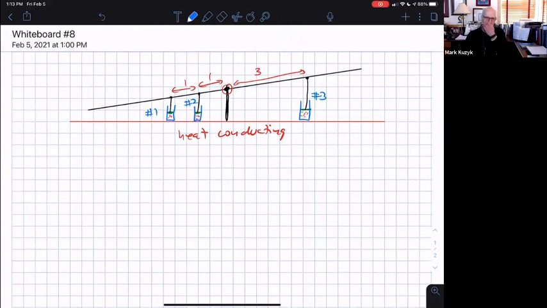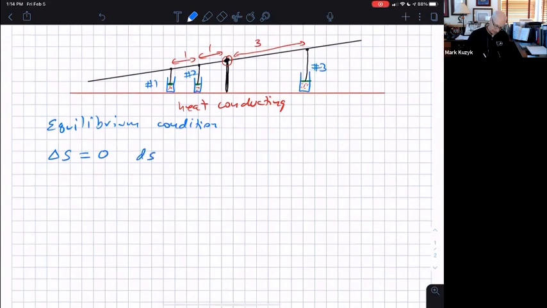Okay. And so what we'd like to do is to see what happens to the volumes and the temperatures of those 3 cylinders. And in particular, we want to calculate the equilibrium condition. Okay. So remember, in equilibrium, delta S equals 0. Okay, there's no entropy change. So what we need to do is to calculate delta S. Let me just write it as dS here.